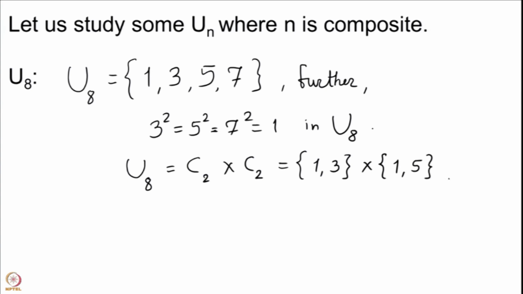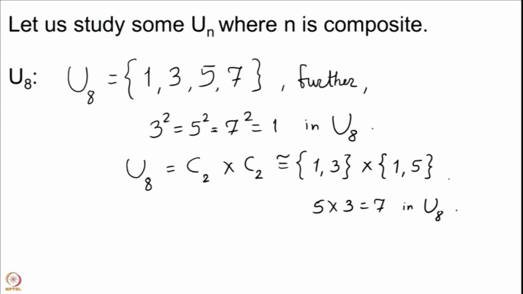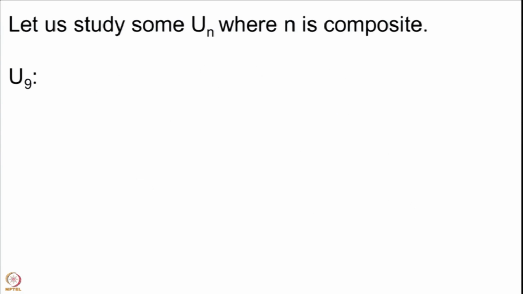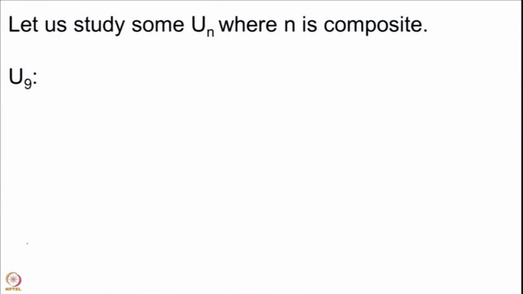C2 which is 1 comma 5, and note that 5 into 3 is equal to 7 in U8. So, there is a natural map from the product of these two subgroups to the whole group U8, which gives you that U8 is an internal direct product of these two subgroups. So, U8 is C2 cross C2. U9, we of course forgot one composite number 4, but that is something that we will be looking at later. So, this is the next composite number U9.